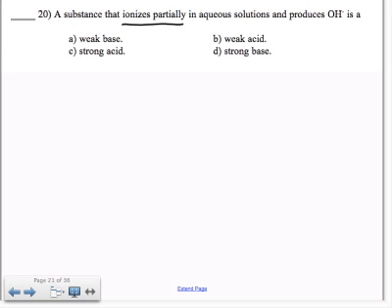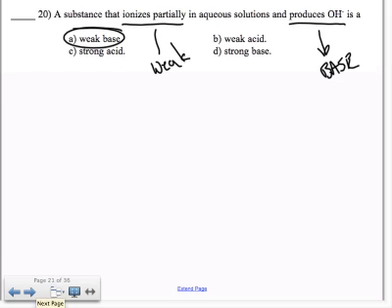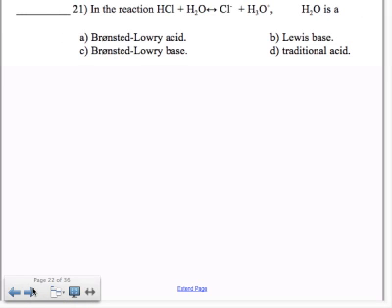Key terms here: ionizes partially and produces OH. Okay, produces OH makes it a base. Ionizes partially means it's weak. So put those two together and you get weak base, A.